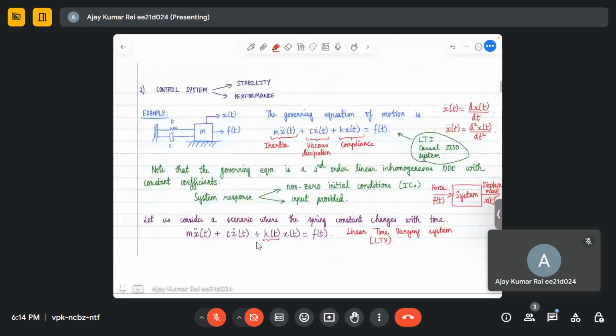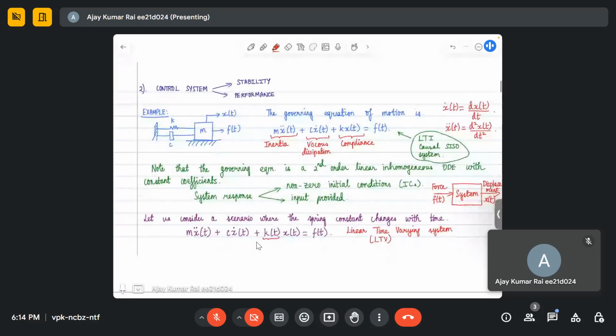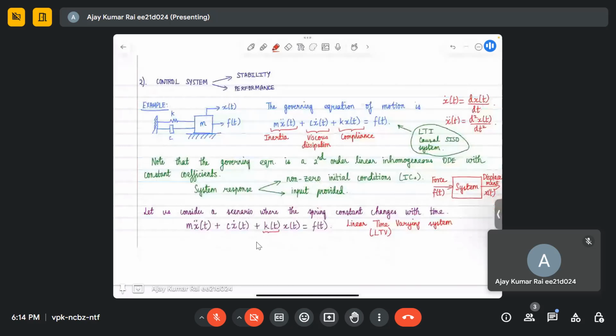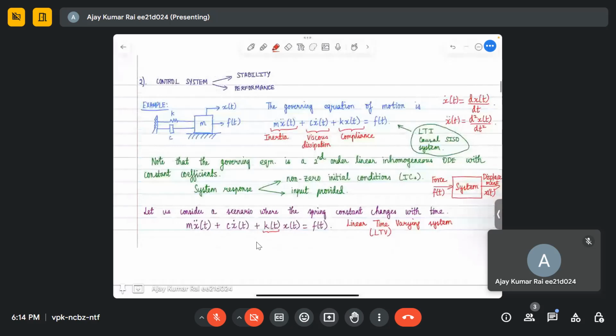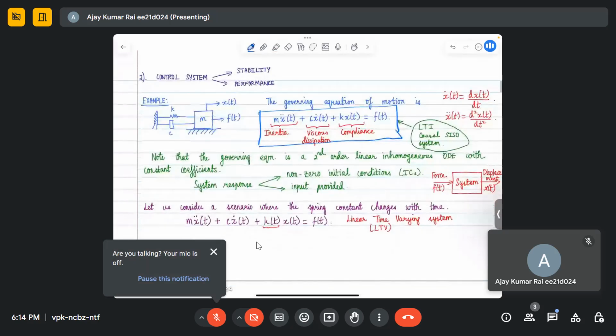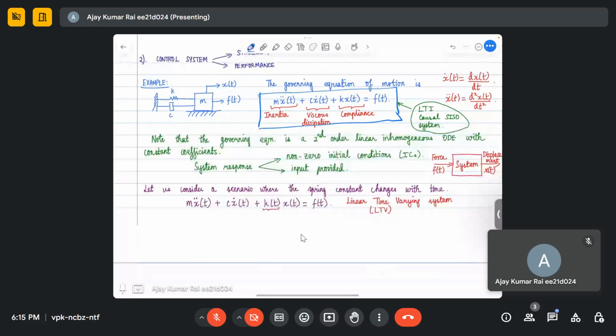Here is one example that we have covered: a spring damper system connected to a mass. This is the equation here. We have considered this as a linear time invariant system, so you can see this is a linear ODE with constant coefficients. This is k(t); if it is constant, it does not depend on t. The m and c are constants.